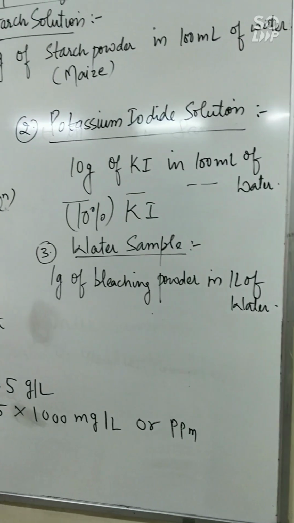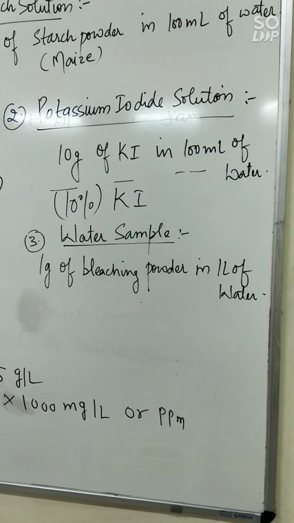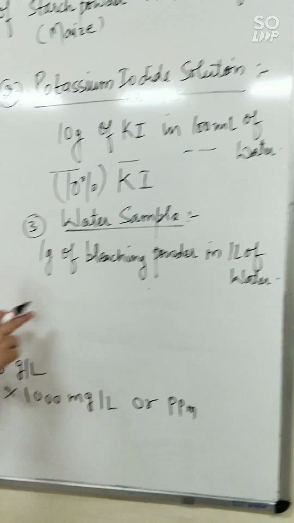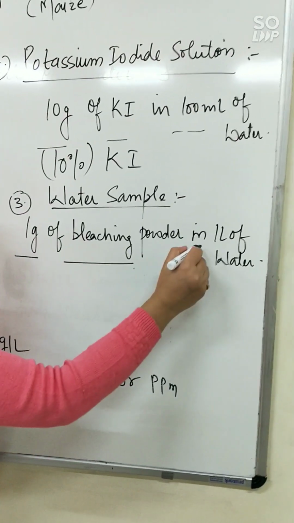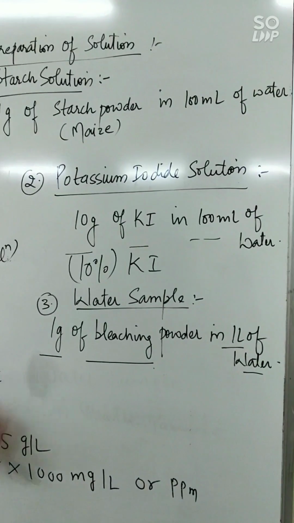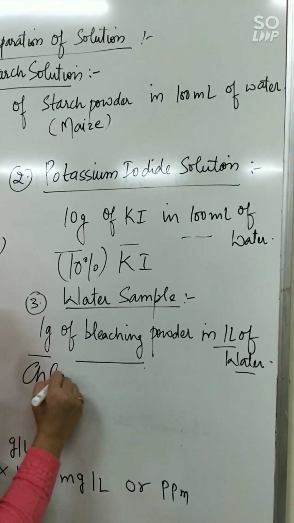Third solution is the water sample. The chlorinated water sample we have to prepare. So how will we prepare? We have to dissolve 1 gram of bleaching powder in 1 liter of water. So this is the chlorinated water sample.